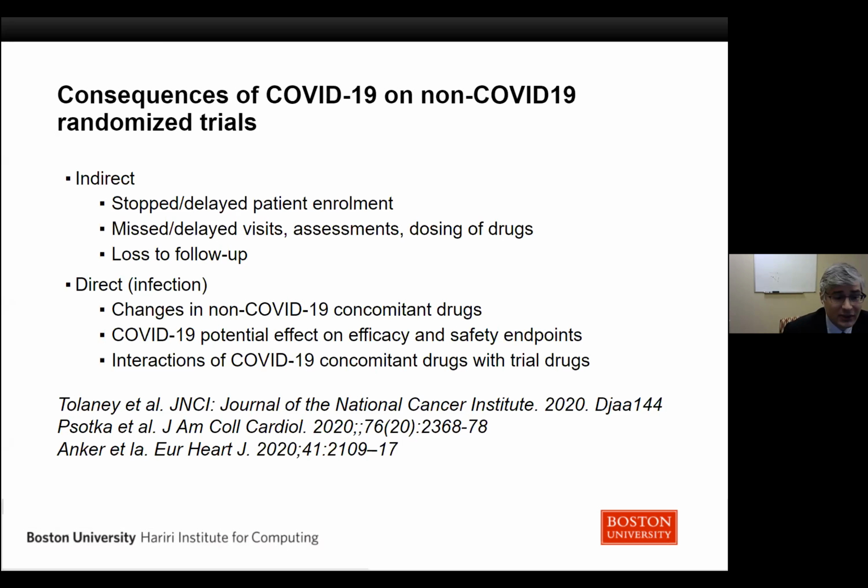There are also events that are directly related to COVID-19 when patients contract the disease. And so those events can induce modifications to concomitant treatments. There are also potentially effects on the rate of efficacy and safety endpoints. And the treatments for COVID-19 could also interact with the experimental treatment assessed in the study.